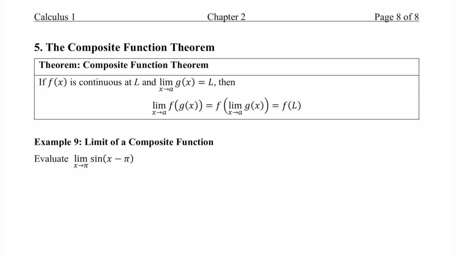The theorem says the following: if f of x is continuous at L and the limit of g of x as x approaches a equals L, then the limit of f of g of x as x approaches a equals f of the limit of g of x as x approaches a, which is f of L. In simple terms, if the outer function is continuous, we can plug the limit inside the function.